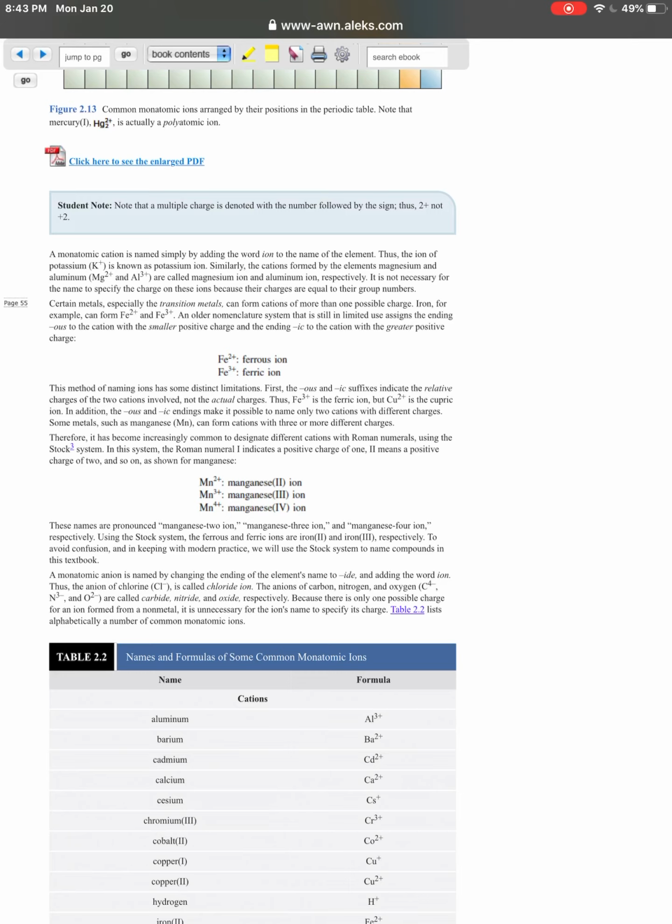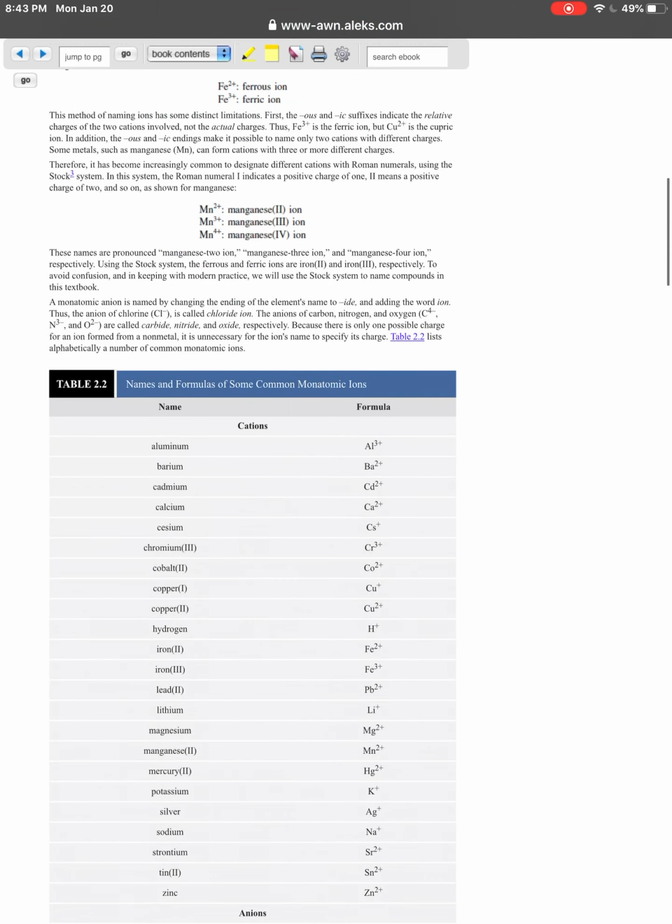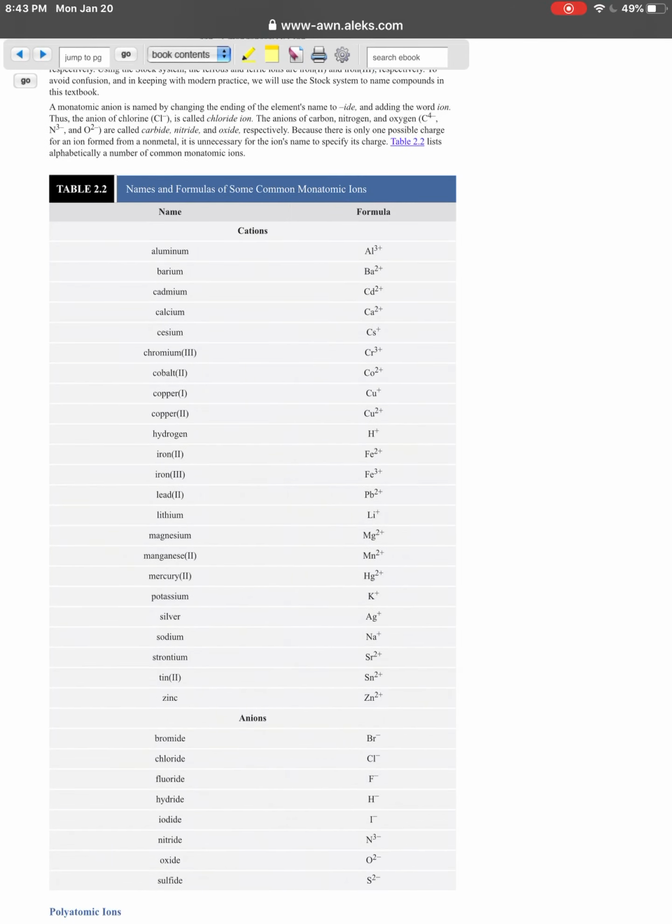Notice for the manganese, Mn, that there are Roman numerals written after the name of the element. Manganese 2. Those are the charges. So the Roman numeral 2 is +2. Roman numeral 3 is +3. Roman numeral 4, IV, is +4. Here in table 2.2 are some common monatomic ions found in nature. Aluminum tends to be +3, not +2 or +1, not -1 or -2, but +3. Barium tends to be +2.